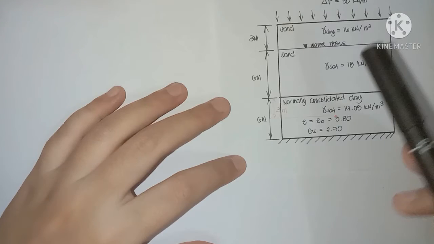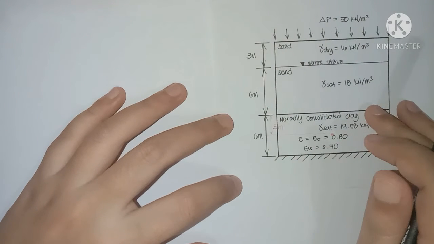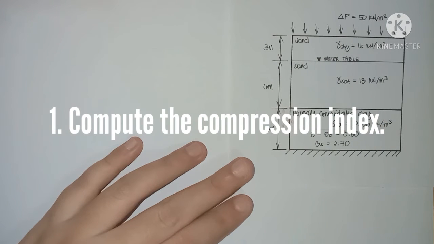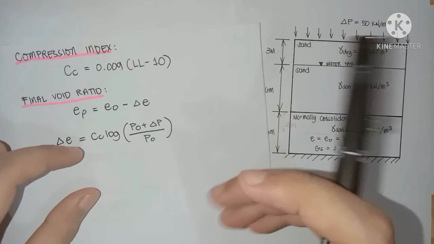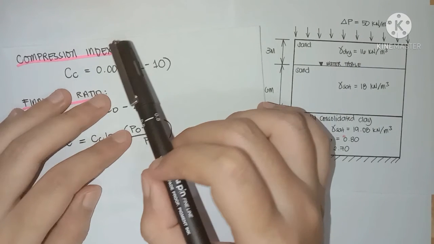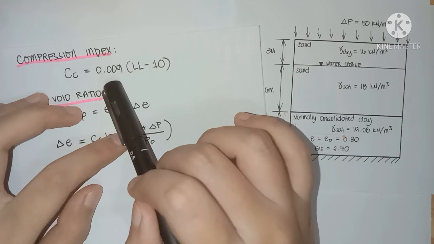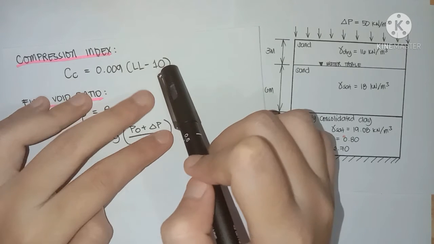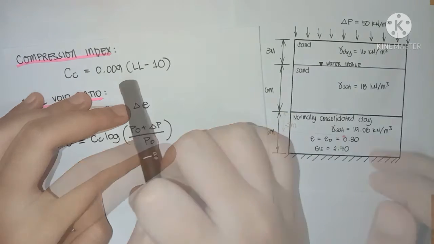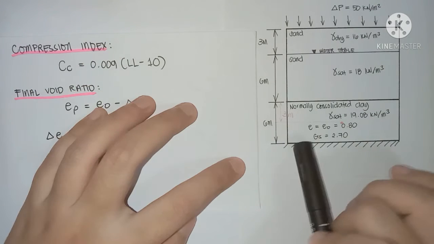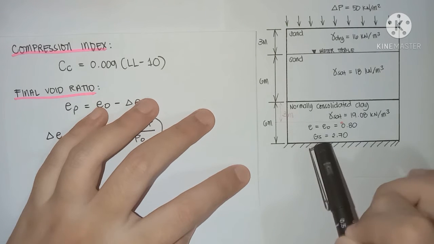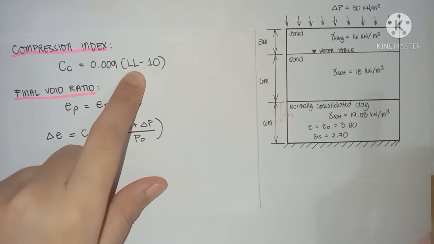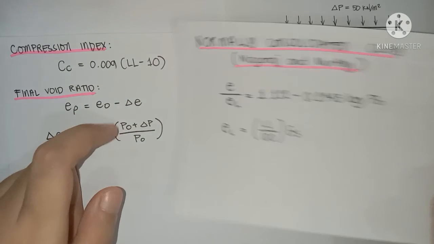So I have here the sketch version of the figure. For number 1, compute the compression index. We have this equation for the compression index, or Cc, which is Cc is equal to 0.009 times liquid limit minus 10. So sa problem, walang binigay na liquid limit, but may given void ratio as well as specific gravity sa clay. So pwede natin ito silang gamitin to solve for our liquid limit by using these equations.